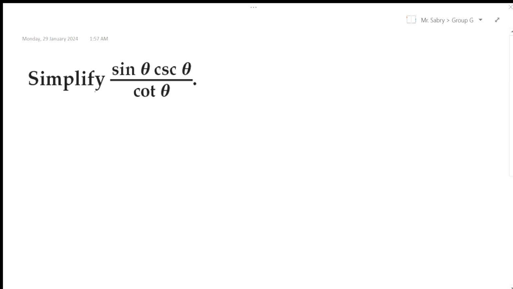So this is a good example. In such questions, we basically would like to change everything to make it in terms of sines and cosines. So I'll leave this sine as it is for the time being. But for the cosecant, I can change that to become 1 over sine, because I know that these are the reciprocals of each other based off the reciprocal identities.